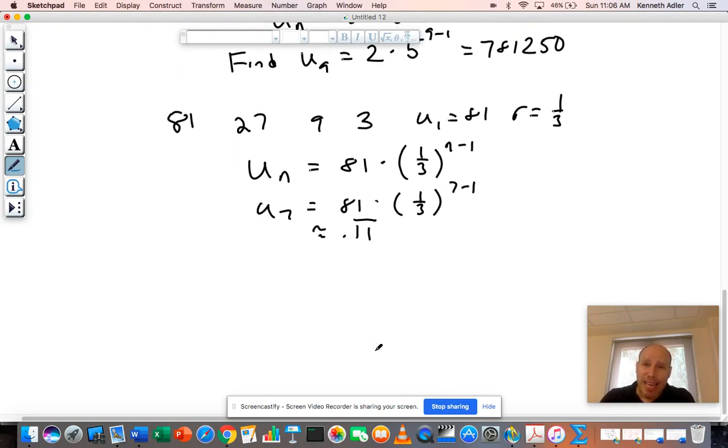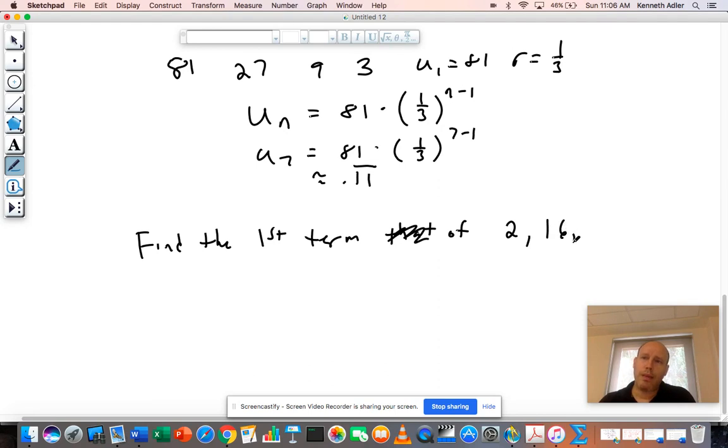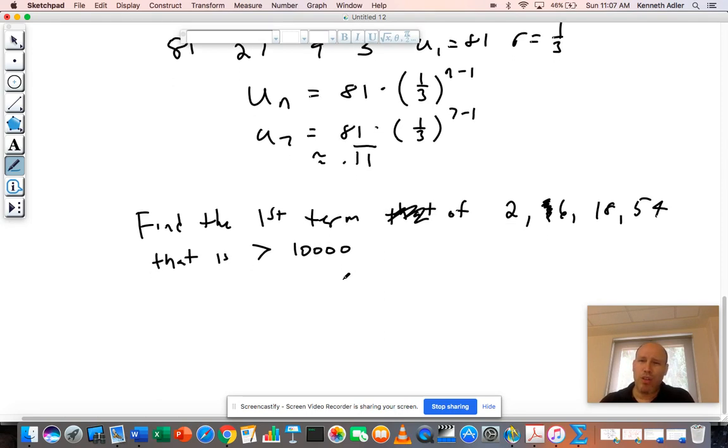One last thing. The last thing they ask is, they give you a sequence and they say, find the first term of 2, 6, 18, 54 that is greater than 10,000. So what do you do?